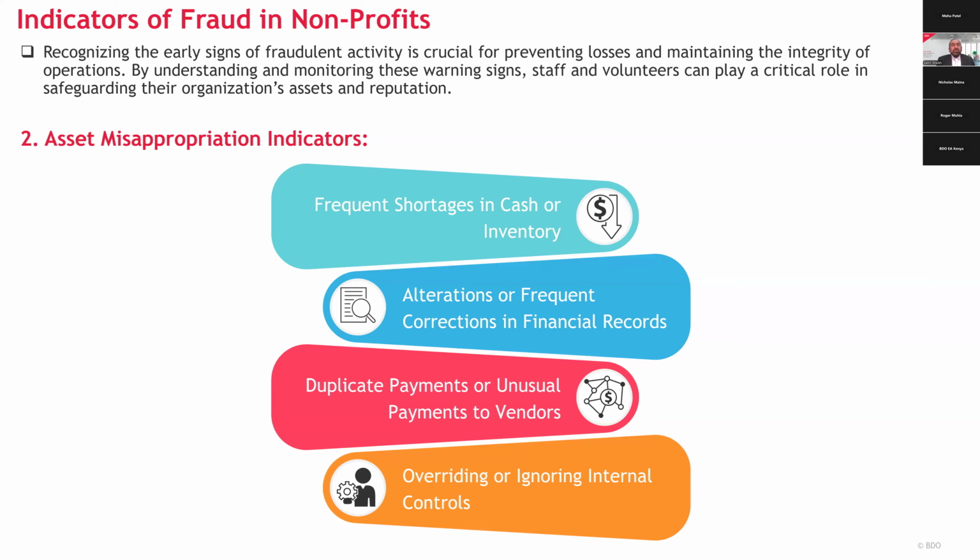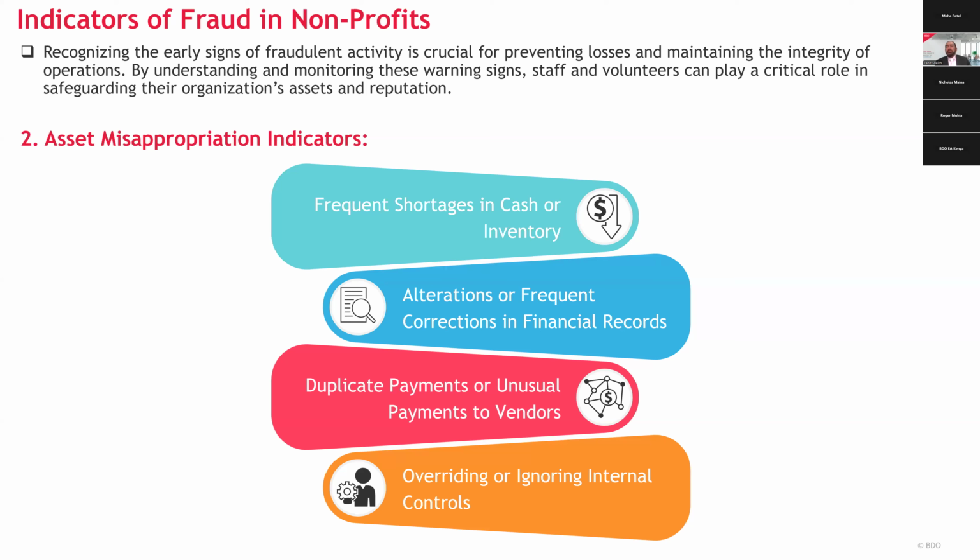So now we can talk about the indicators of fraud in non-profits. And again, recognizing the early signs of fraud is crucial for preventing losses and maintaining the integrity of operations. By understanding and monitoring these warning signs, staff and volunteers can play a critical role in safeguarding their assets and also their reputations. We're going to look at four kind of asset misappropriation indicators.